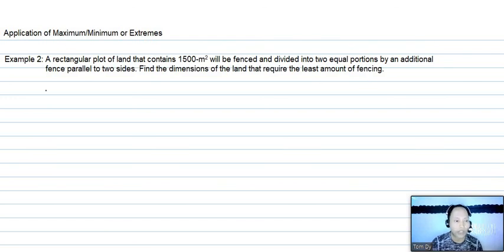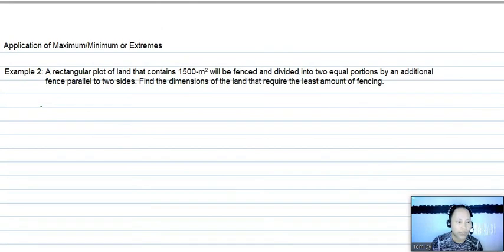So, a rectangular plot of land. We will draw first a rectangular plot of land. So we have here our rectangular plot of land. Okay, so this is now our rectangular plot of land, and then divided into two equal portions by an additional fence parallel to two sides. So we will divide it into two parts. We have this one, a rectangular plot of land which is divided into two equal parts. And then the area is given, which is area equals 1,500 square meters.